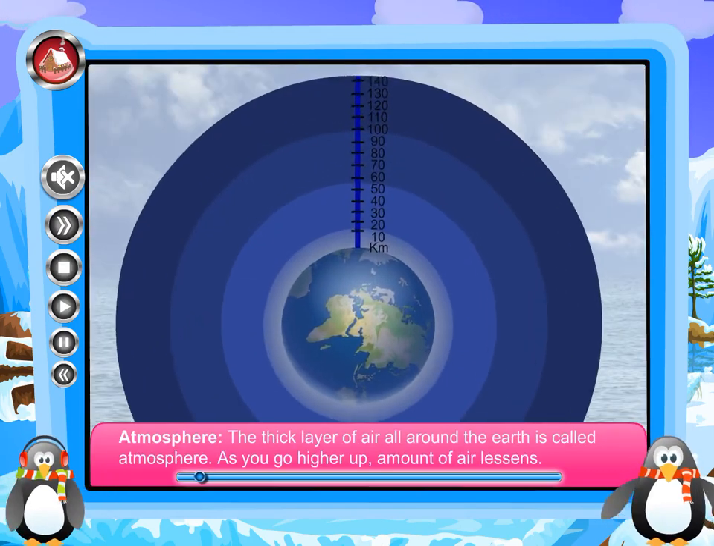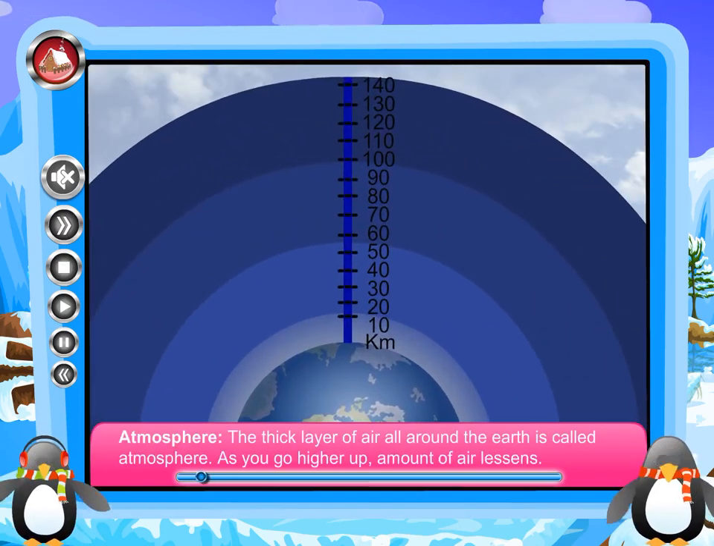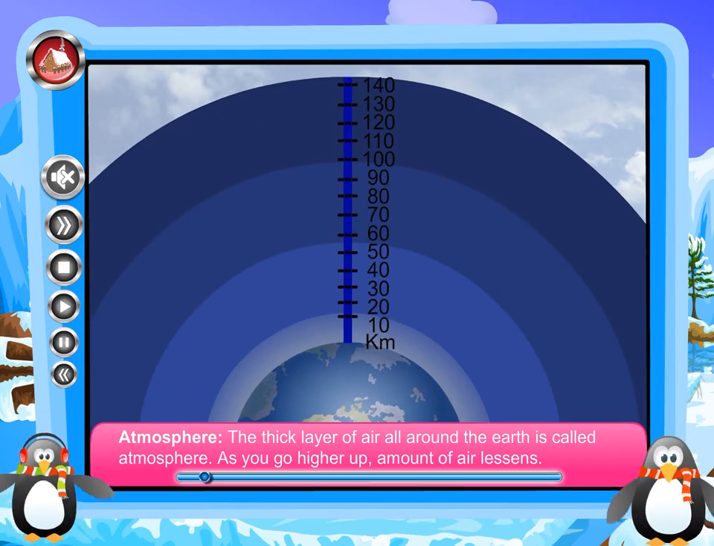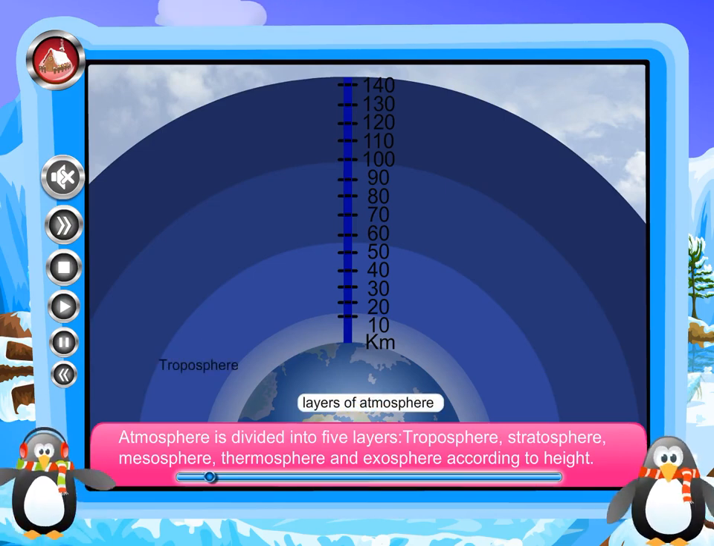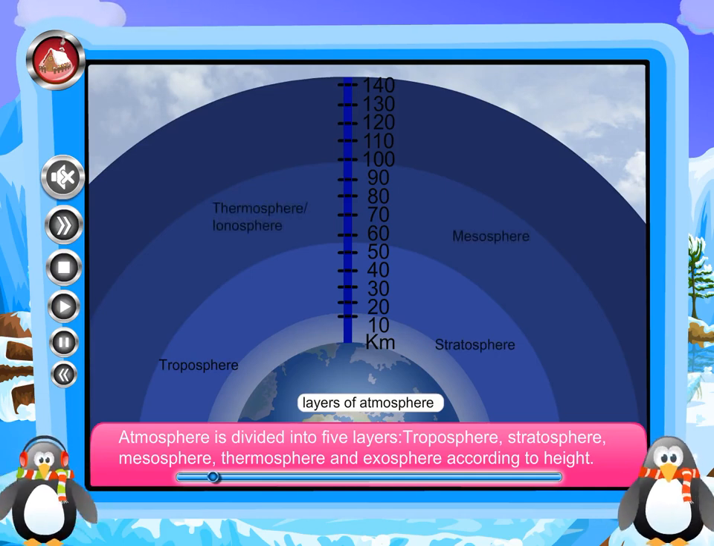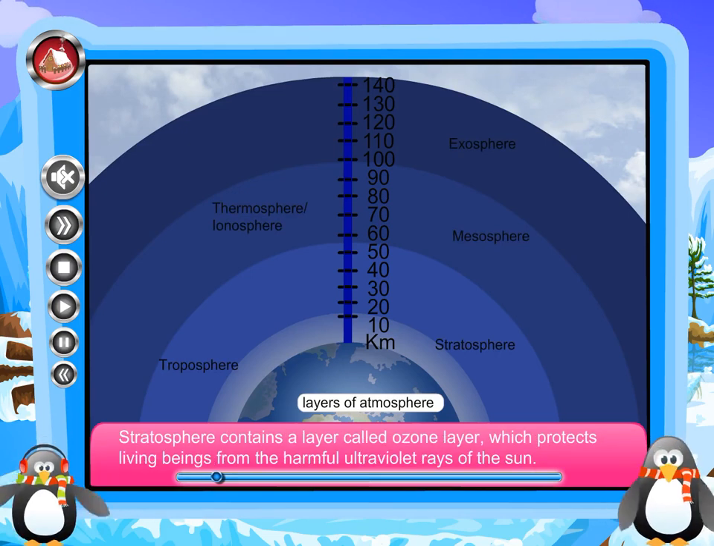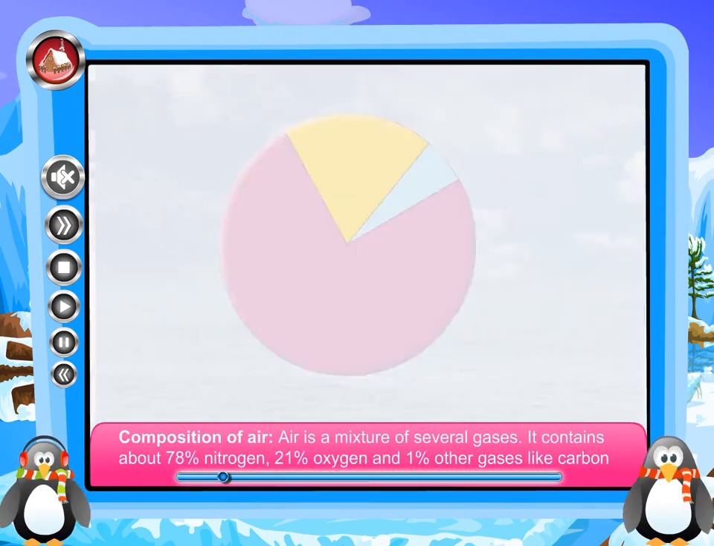Atmosphere. The thick layer of air all around the earth is called atmosphere. As you go higher up, the amount of air lessens. Atmosphere is divided into 5 layers: troposphere, stratosphere, mesosphere, thermosphere and exosphere, according to height. Stratosphere contains a layer called ozone layer, which protects living beings from the harmful ultraviolet rays of the sun.